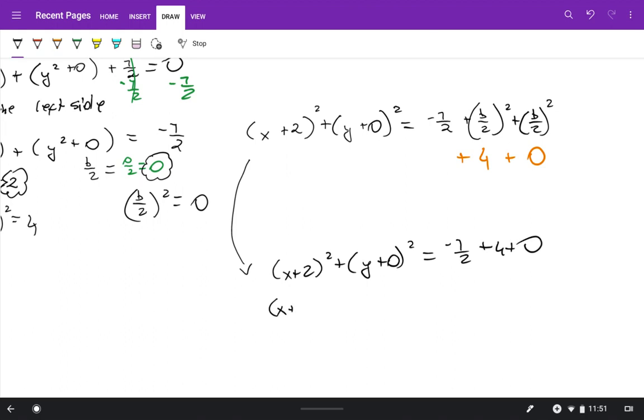So that's x plus 2 squared plus y plus 0 squared. And again, we have negative 7 over 2 plus 4. Negative 7 over 2 is negative 3.5, plus 4. That will give you 0.5, which is 1/2. Okay, and here we go. We have it.